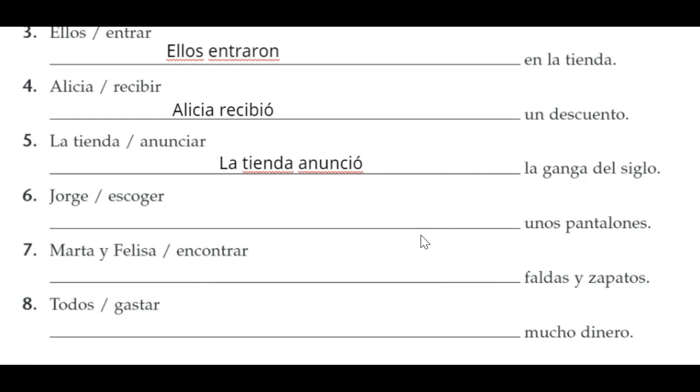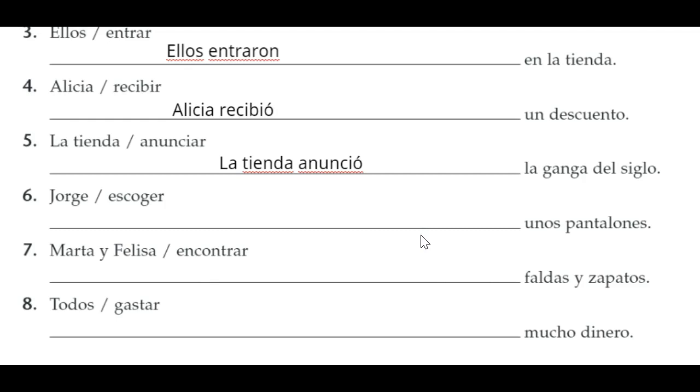Or it, right? It announced. That would work, right? The store. Instead of the store, we could say it announced, and that's what we need. So the he, she form is the same as the it form that we would use in English. So use that form in Spanish. La tienda anunció, the store announced.